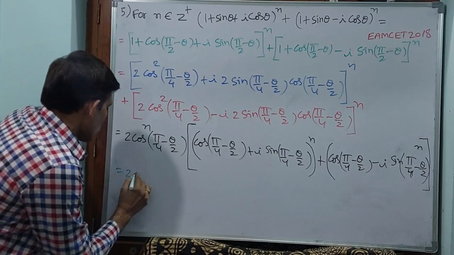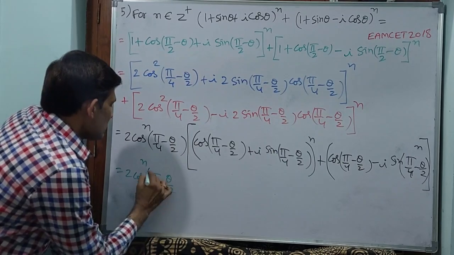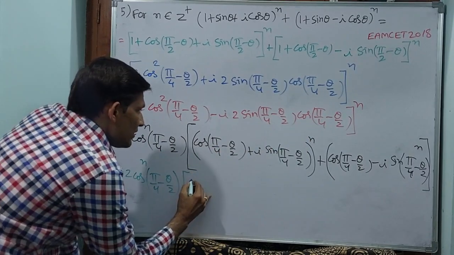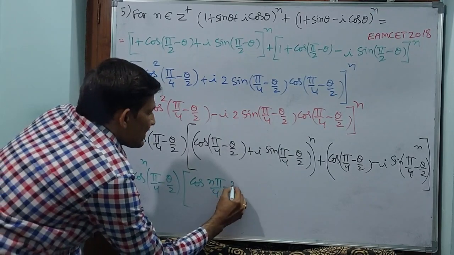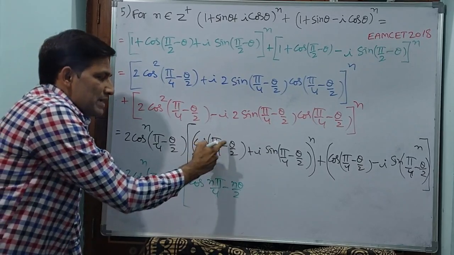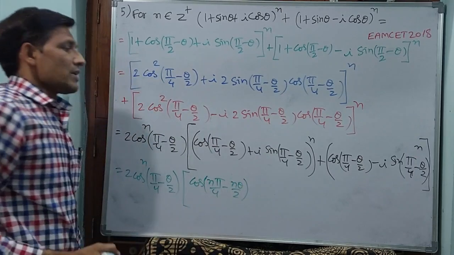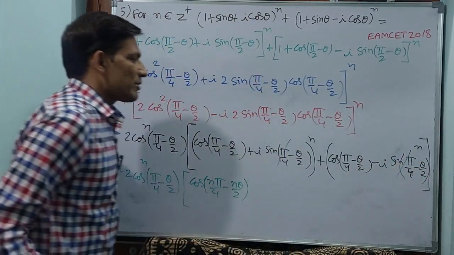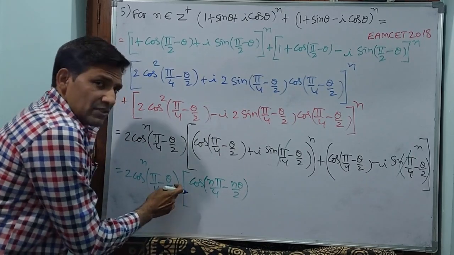Okay, see what I am doing. 2 cos power n pi by 4 minus theta by 2. Now you see, n I am sending inside: cos n pi by 4 minus n theta by 2. Don't forget that n will multiply with the entire angle: n pi by 4, n theta by 2. And put one parenthesis. When you send n inside, why should we increase the steps? This I am going to cancel. Why? Because both are the same, plus minus.